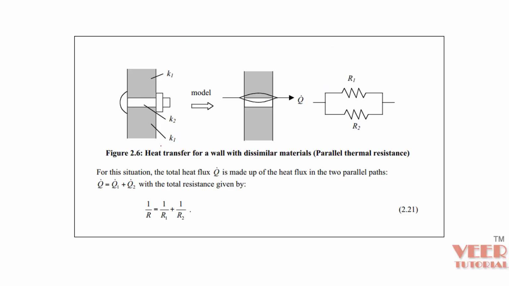Similarly, let's consider the second case. We have two walls placed over one another, so we have wall number 1 and wall number 2. And these are locked by some screw, bolt, etc. So we can write this as wall number 1 and wall number 2, and there is a net heat transfer from this side to this side. So in this case we can see these are in parallel. So whenever we have two composite walls that are in parallel, we find out the net value of R as 1 by R equal to 1 by R1 plus 1 by R2. So that is the formula.